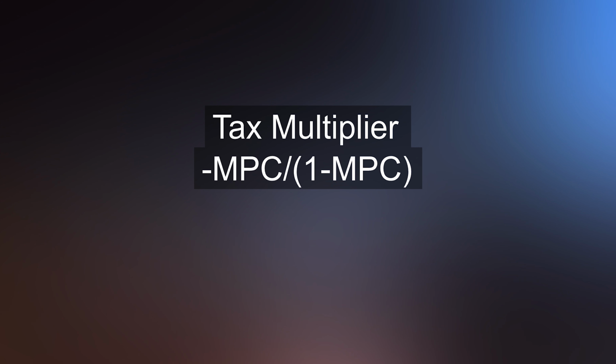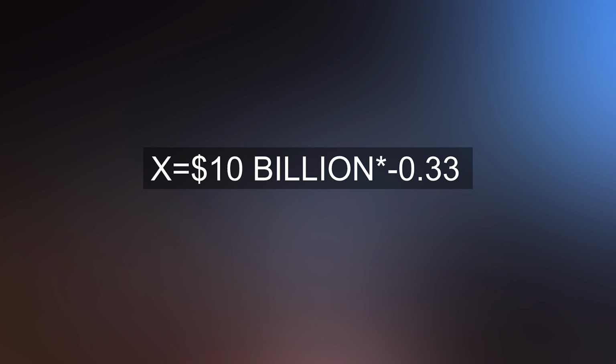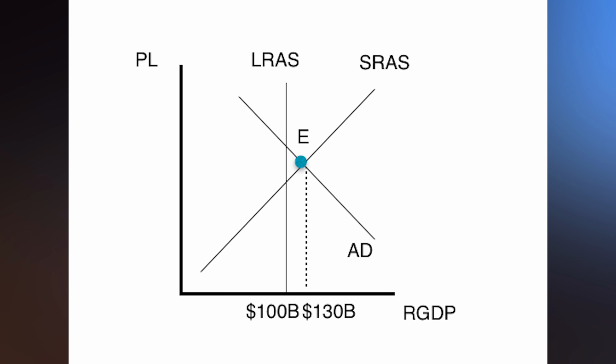Let's say that Congress increases taxes by $10 billion and MPC is 0.25. Your equation should look like this. Negative 0.25 divided by 0.75 is negative 1 over 3, or 0.3 continuously. 10 billion times negative 1 over 3 is negative $3.33 billion, and that is the effect that it will have on the economy. Now let's say we have an inflationary economy of $30 billion.